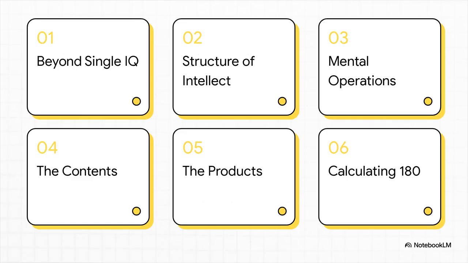Here's our roadmap for today. Section 1, Beyond a Single IQ Score. Section 2, The Structure of Intellect. Then we'll hit sections 3, 4, and 5, covering the three dimensions: mental operations, the contents, and the products. And finally, section 6, Calculating 180 Cognitive Abilities.